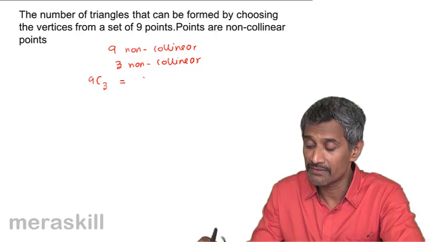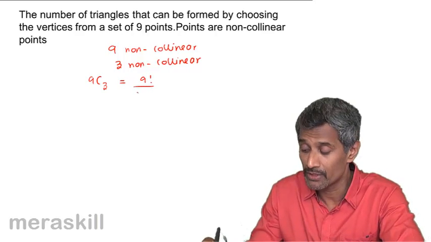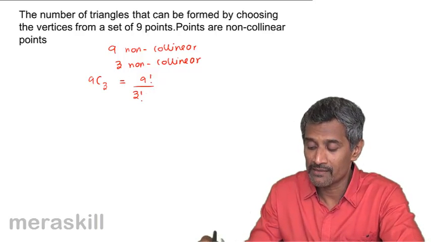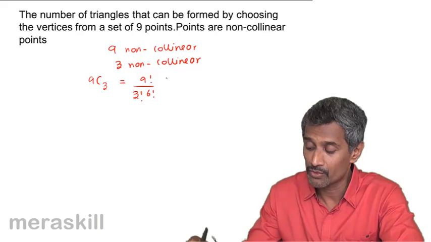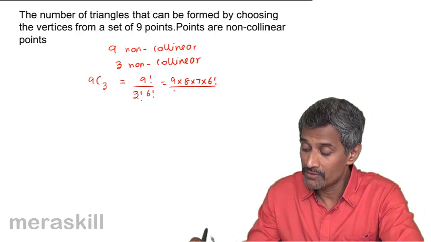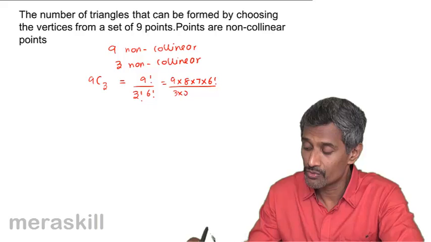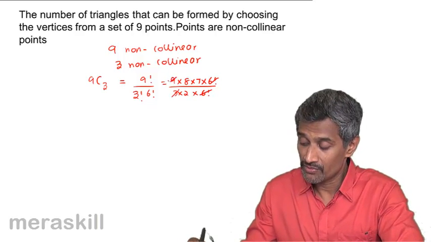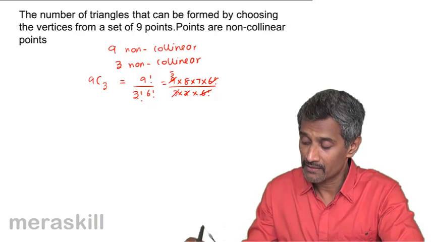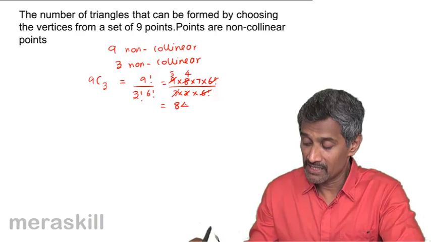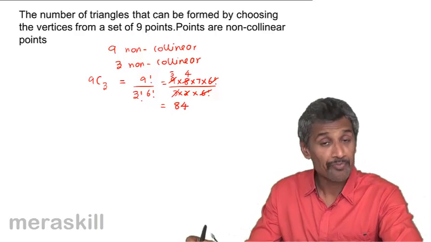You're choosing 3 out of these 9 points and forming triangles. So it is 9C3, which is 9 factorial, n factorial upon r factorial, 3 factorial into (n minus r), that is 9 minus 3, 6 factorial, which can be written as 9 into 8 into 7 into 6 factorial upon 3 into 2 and 6 factorial as it is. And we have 3 threes are 9, and this is 4. So this turns out to be 84 such triangles formed.